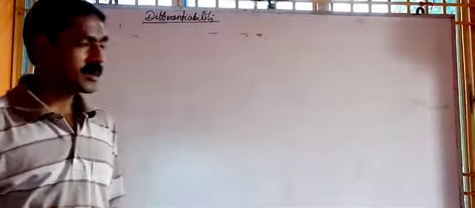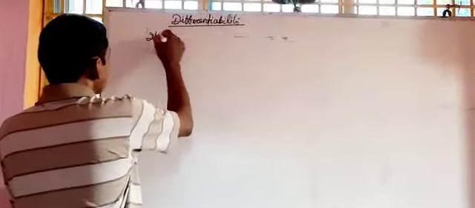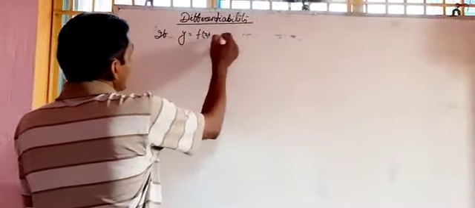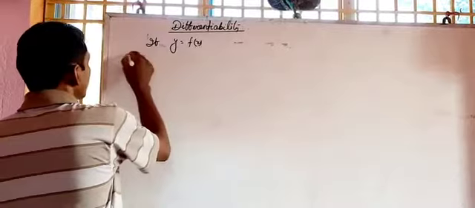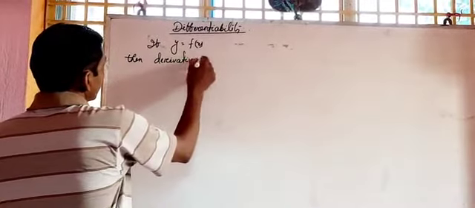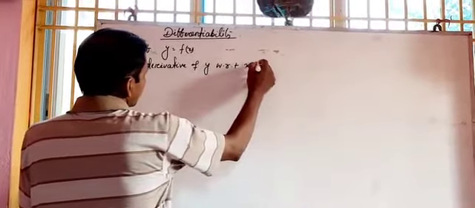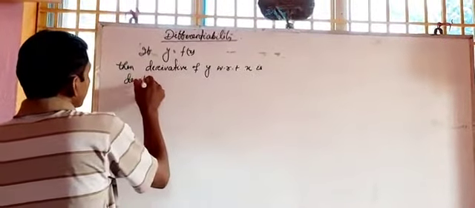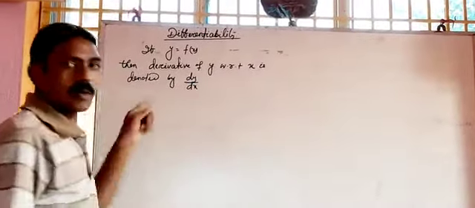In class 11 we have already learned about the derivative of a function. So let us just recall. What does derivative mean? We know that if y equal to f of x is a function, then the derivative of y with respect to x is denoted by dy by dx. You have already learned it.